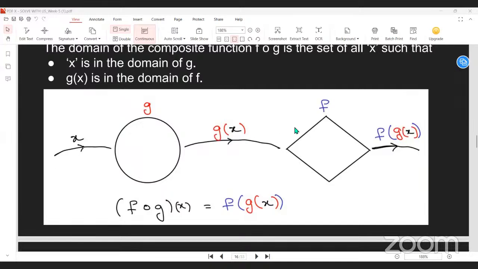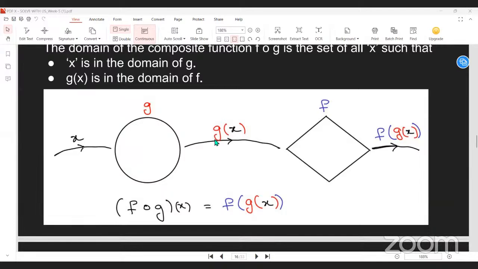And now on composition f of g of x, we put g of x in f, right? Which gives us f of g of x. So in order to calculate the domain, how will we calculate? Firstly, we will see that x is in the domain of g of x, right? Yes, the initial filter will be this.